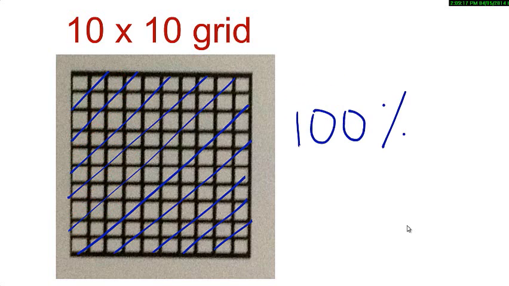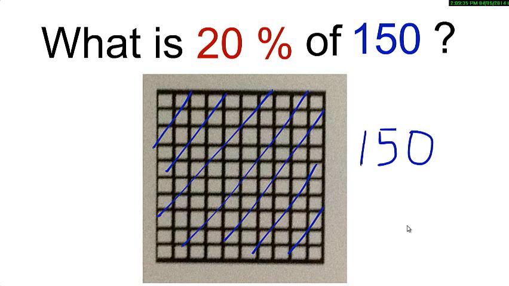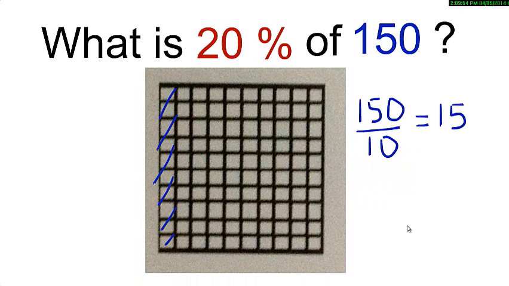Let us consider the following problem. What is 20% of 150? Now look carefully at your model. My entire 10 by 10 grid represents 150. That is, 100 squares represent 150. So, every row of 10 will represent 150 divided by 10. That is nothing but 15.